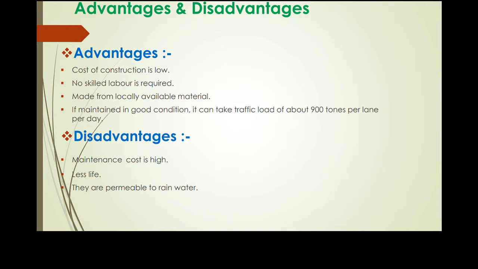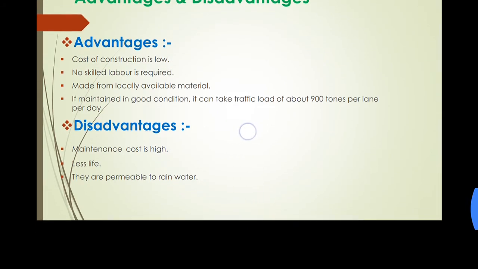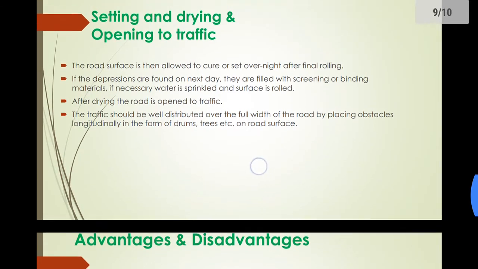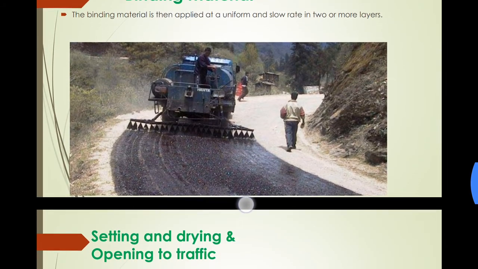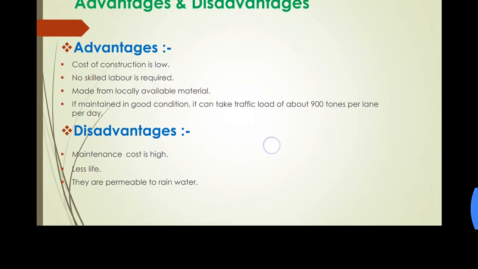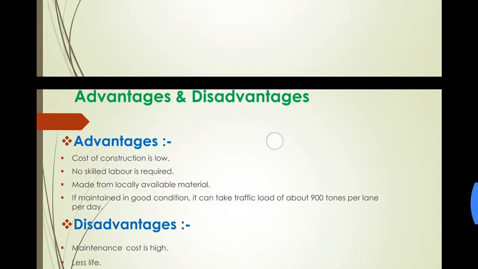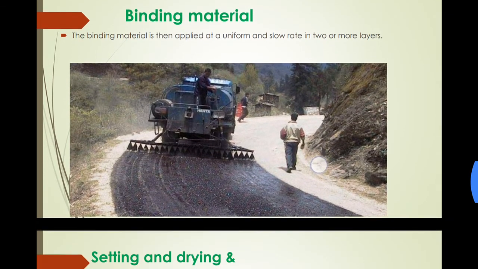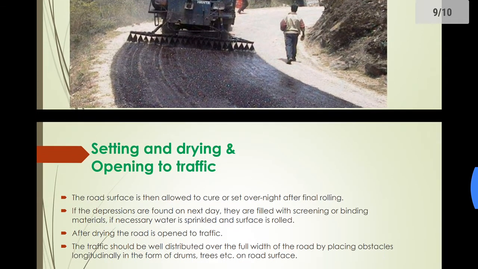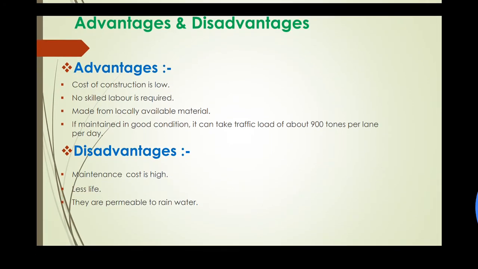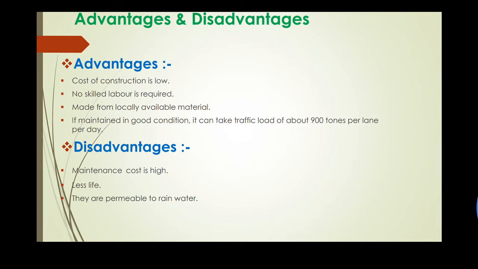Then there are a few disadvantages. The maintenance cost is high. Since the materials used are not of a higher cost, it is obvious that there would be distresses; the cracks and the potholes would form within early time. So there would be more maintenance cost in this type of roads. Also the life is less. The design life of the road is less.